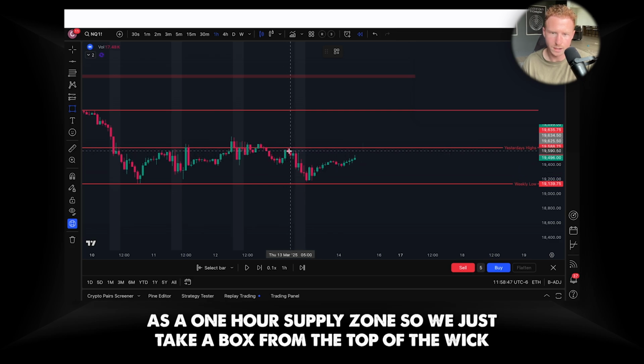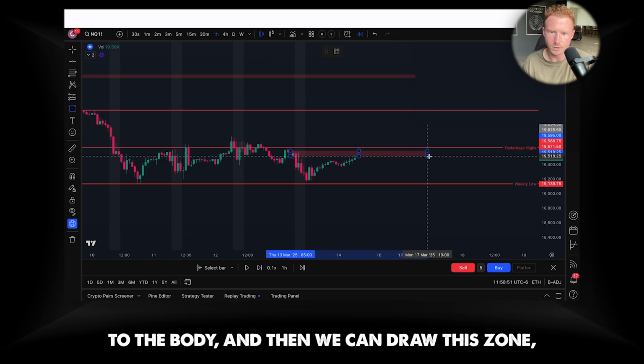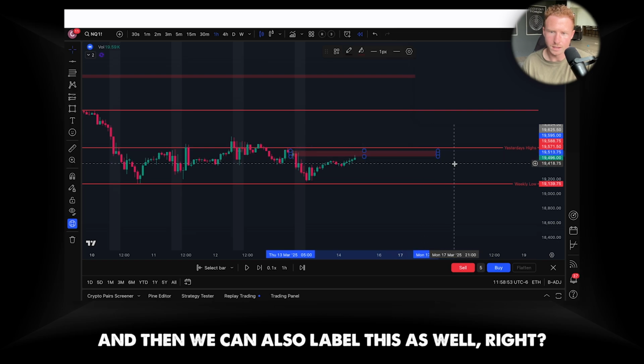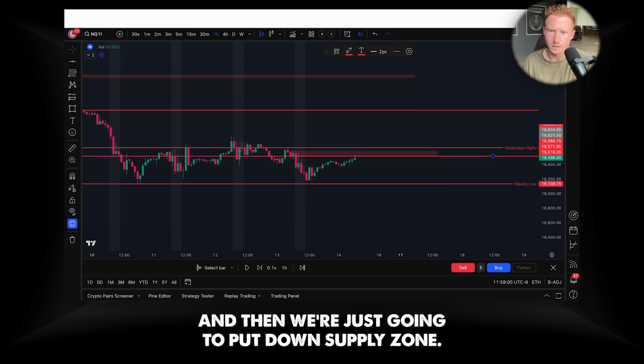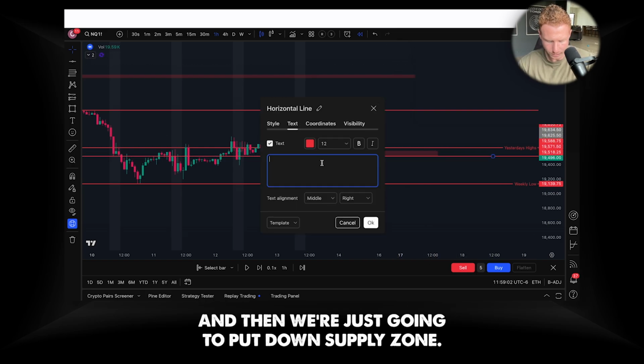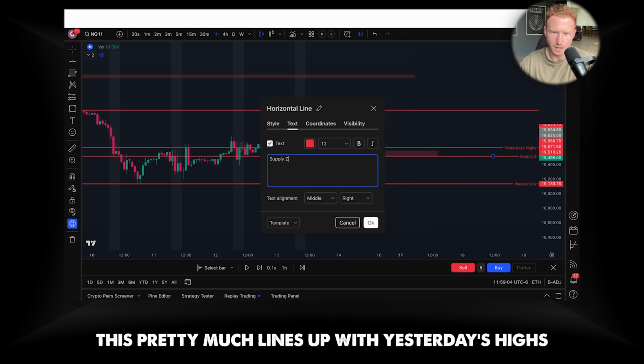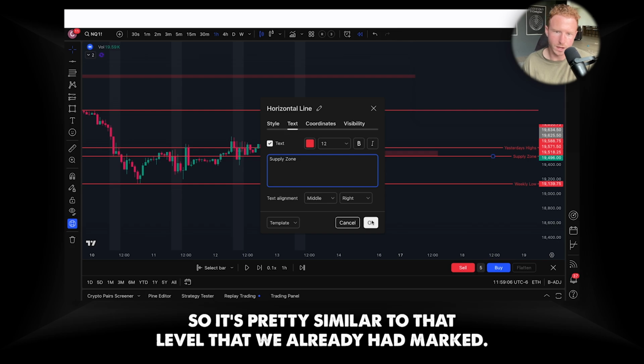So we just take a box from the top of the wick to the body, and then we can draw this zone, and then we can also label this as well. And then we're just going to put down supply zone. This pretty much lines up with yesterday's highs, so it's pretty similar to that level that we already had marked.